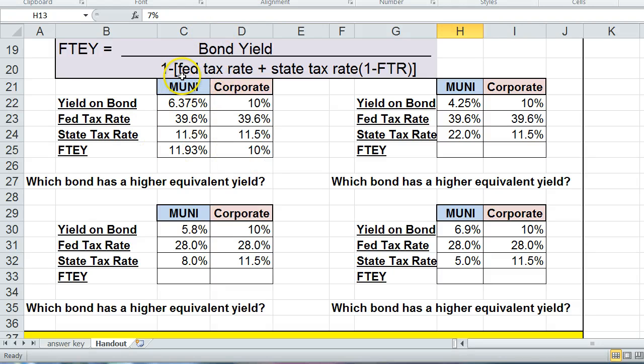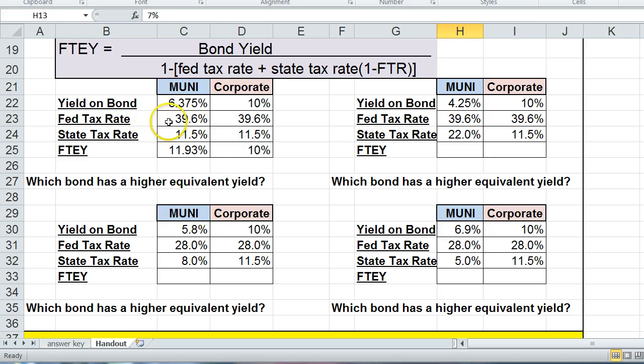So we take the bond yield and we're going to divide that by the state tax rate times 1 minus the federal tax rate. Add that to the federal tax rate, and then we're going to say minus 1 from that, and then we'll have that number. We'll take the bond yield and divide into that number to get the new percentage.